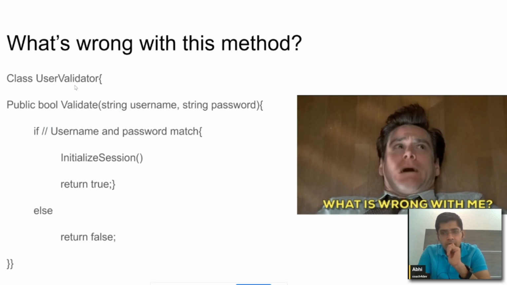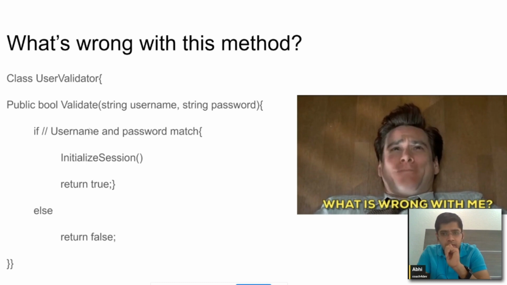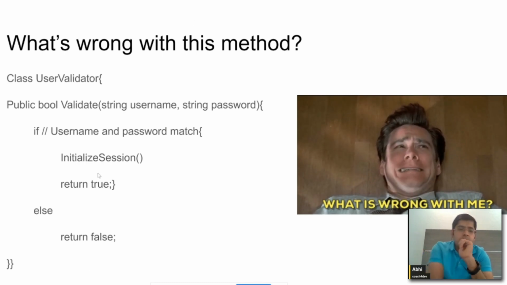All right. Again, if somebody was interacting, I would have asked this question: here you have a method called validate. What it is doing is checking if the username and password match. If yes, then initialize the session and return true, else return false. So what's wrong with this method? What is going on here in this method?